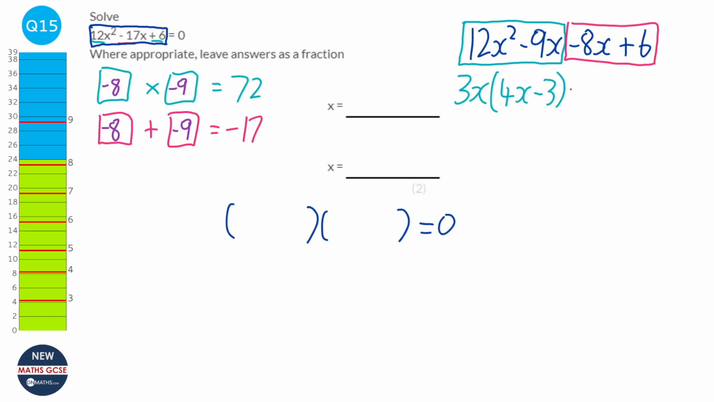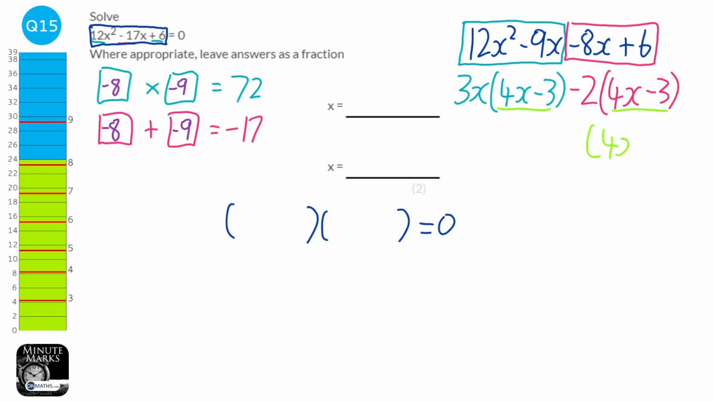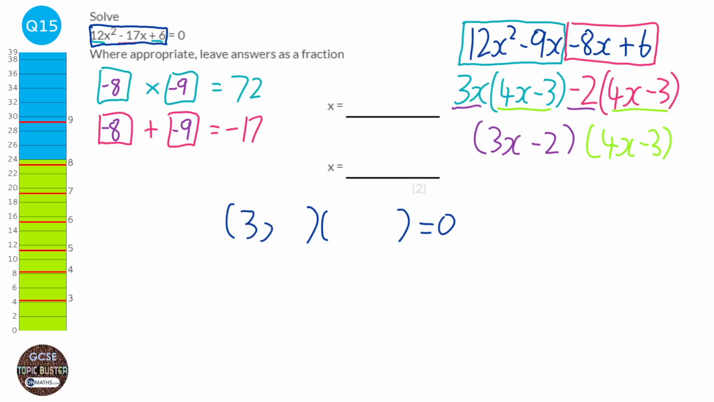And we always put the minus on the outside, so it would be minus 2, and that would be 4x minus 3. The repeating bracket is our second bracket, so 4x minus 3, and then the bit on the outside, 3x minus 2, becomes our first bracket, like so. So let's put that back into our equation.